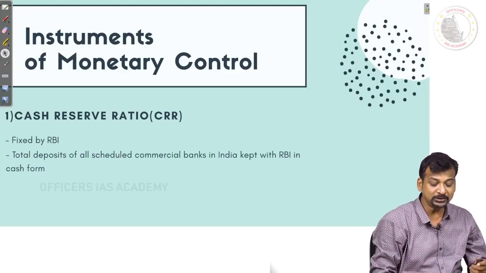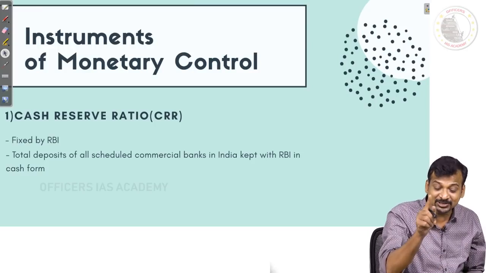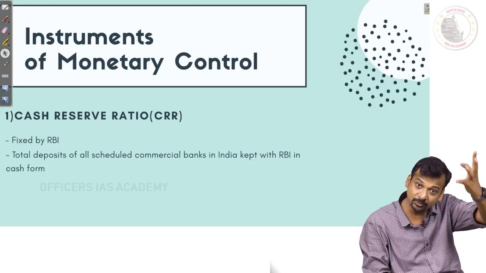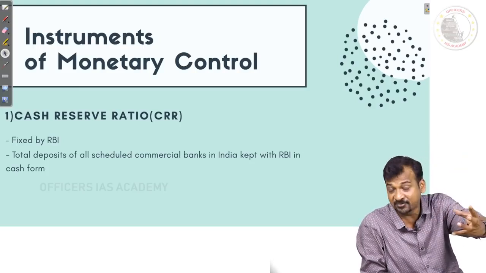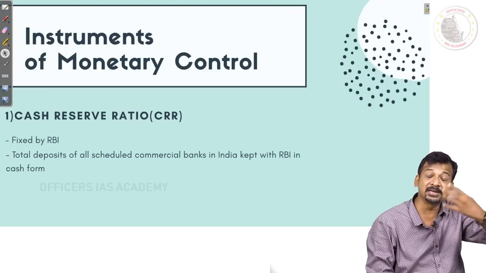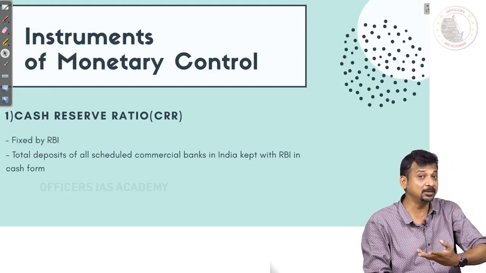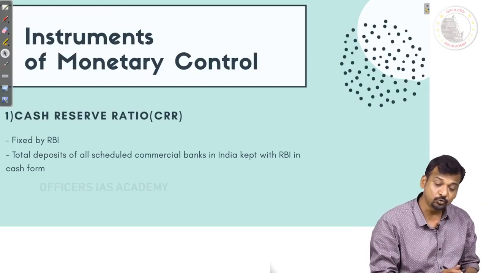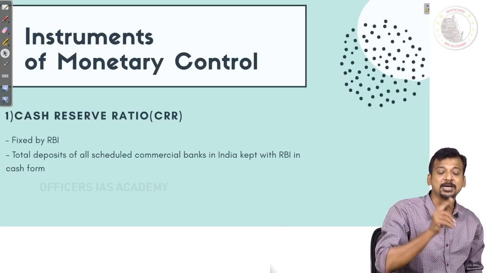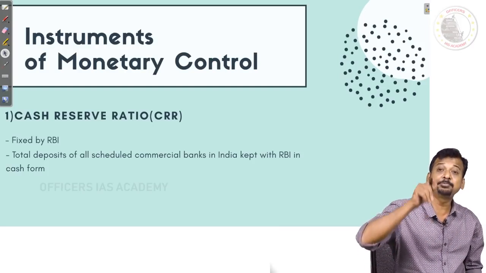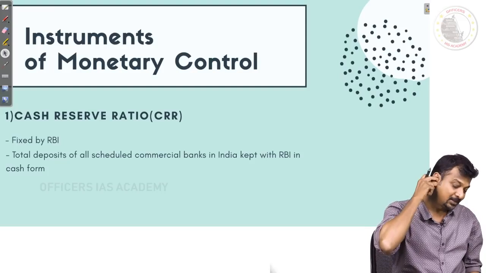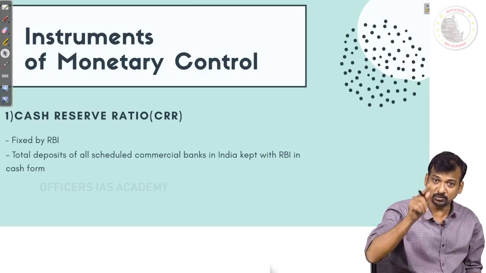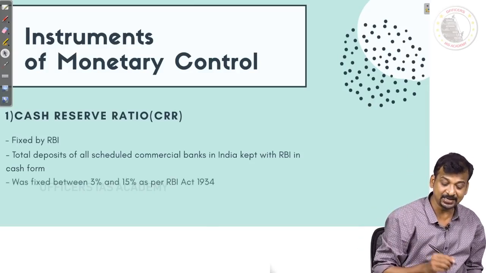That is applied on the total deposits of all scheduled commercial banks. As I already told you, a scheduled commercial bank can be a government-owned bank like Punjab National Bank or State Bank of India, or an Indian private bank like ICICI or HDFC, or a foreign bank like Citibank or Bank of America. The prescribed percentage of the total deposits of all scheduled commercial banks in India is kept with the RBI. They have to send it to the Reserve Bank of India in cash form.